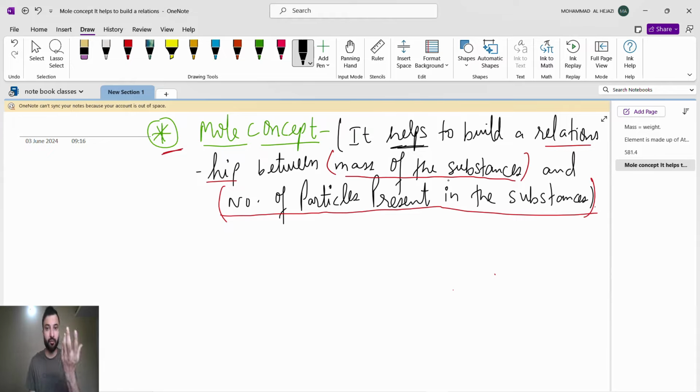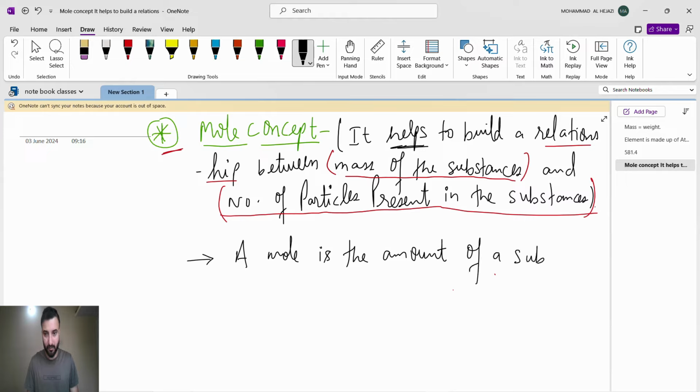This is where the mole concept is used. Now we'll write the definition. This is the definition of the mole concept. So, a mole is the amount of substance.